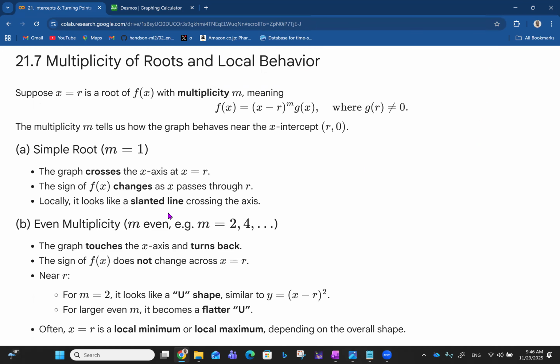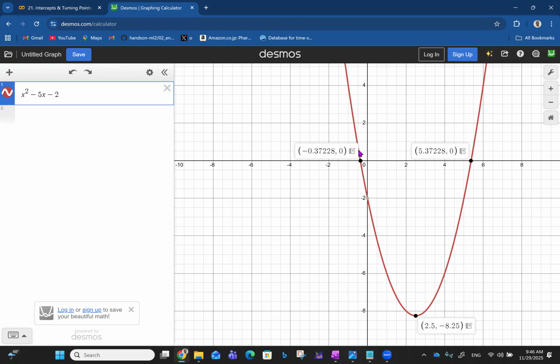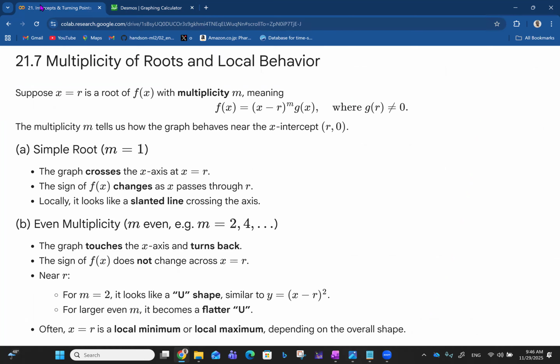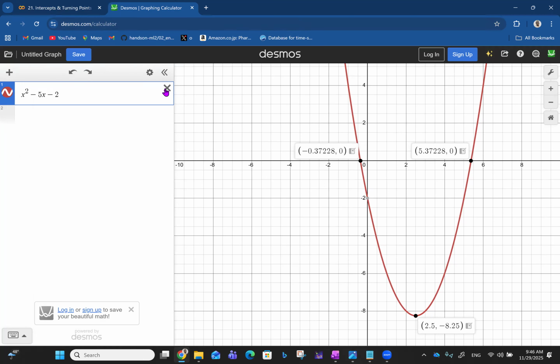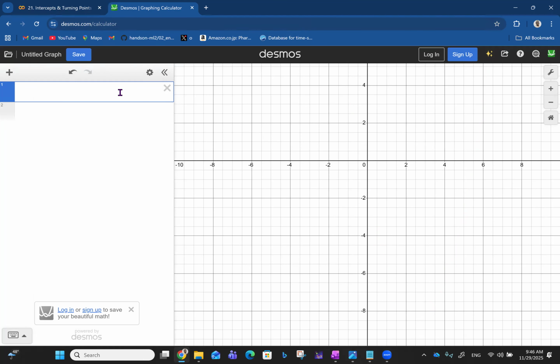So locally, it looks like a slanted line crossing the axis. Of course, you can see a slanted line crosses the axis here, and then another slanted line crosses over. Okay, so this is for a simple root. Now for even multiplicity, I think the easiest way to handle it will be something like this: I now have x plus 1 raised to power 2. So you see, this is one solution occurring twice. So for even multiplicity, you see what happens there.